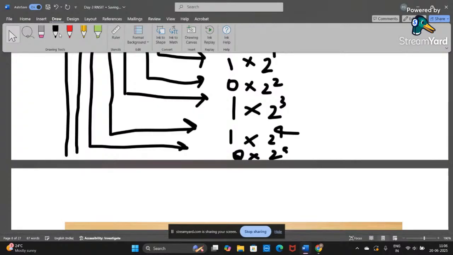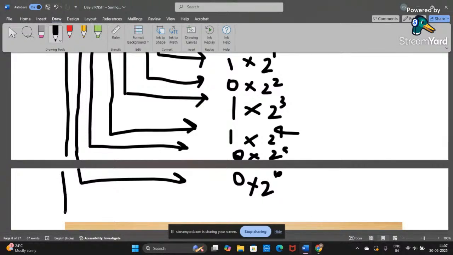Next is 0 into 2 power 6, and then at last it is 1 into 2 power 7.